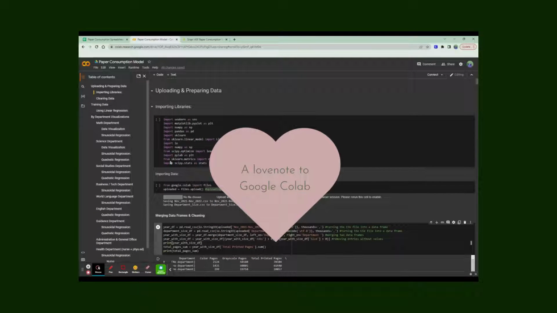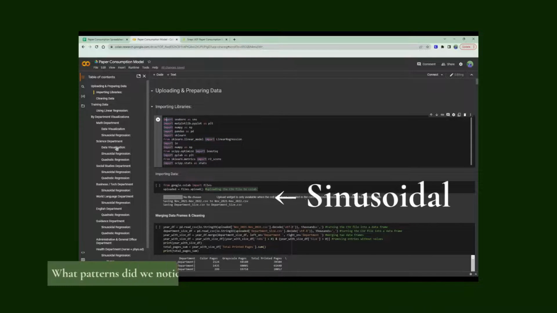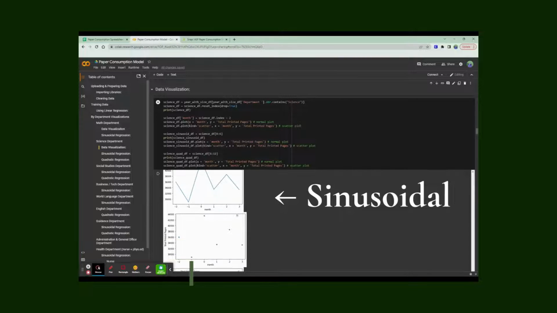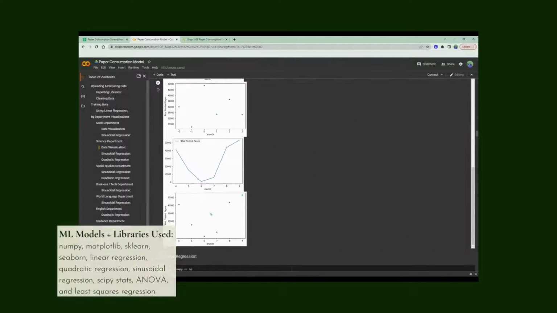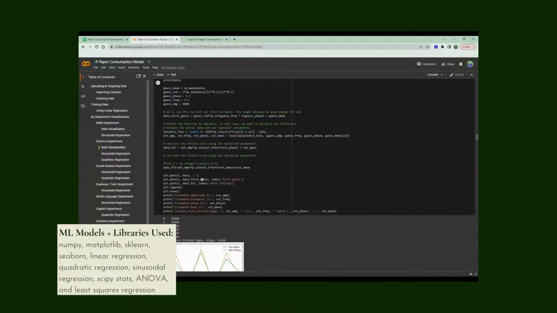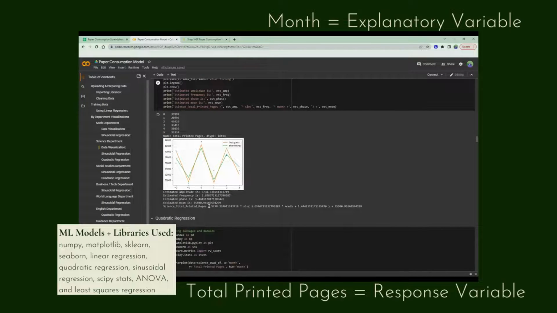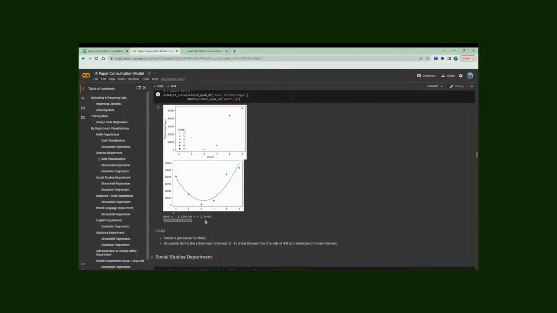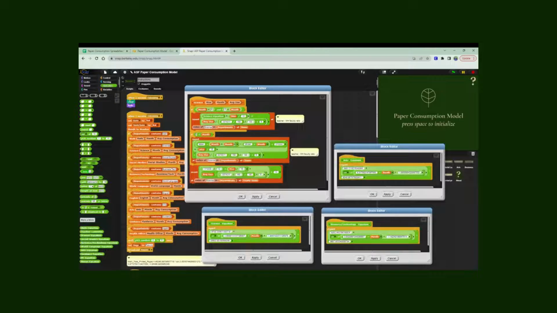Google Colab was our platform of choice due to easy sharing purposes and accessibility to computational resources like GPUs. From paper usage patterns we noticed during data exploration, sinusoidal over the school year, and parabolic in the summer, we decided to use sinusoidal and quadratic regression to model the relationship between month and total printed pages. Once we derived these mathematical equations for each department, we plugged them into our user interface.